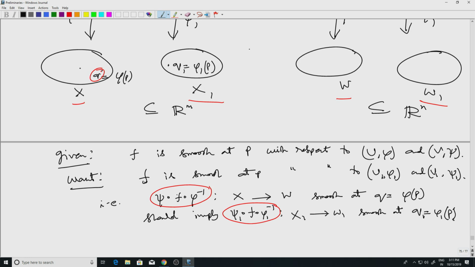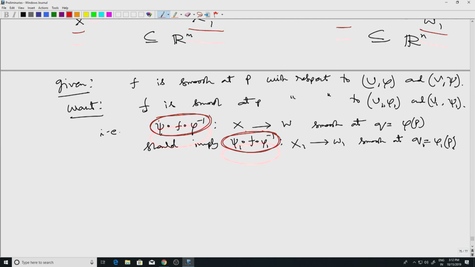Now I'm supposed to start with this map, and from this I'm supposed to get some information about this map. Well, first of all, let's observe that the smoothness of a map at a point is a purely local issue, in the sense that if I can prove that this new map is smooth in some neighborhood of Q1, then that's good enough. I don't have to consider this map on the whole domain. The main point is Q1 should be inside that domain, and if I ensure that this map is smooth in that smaller domain, that's smooth at Q1, that's good enough.